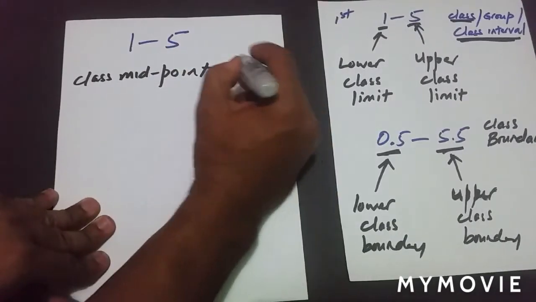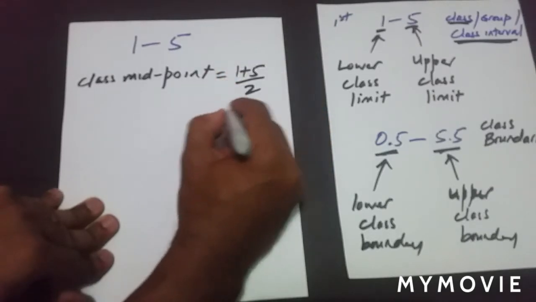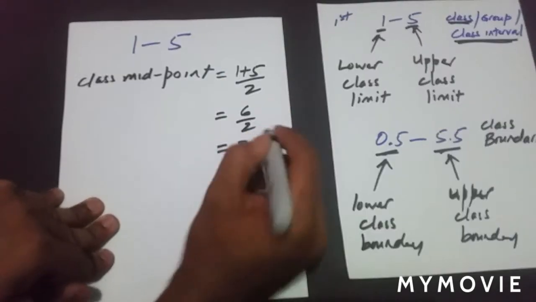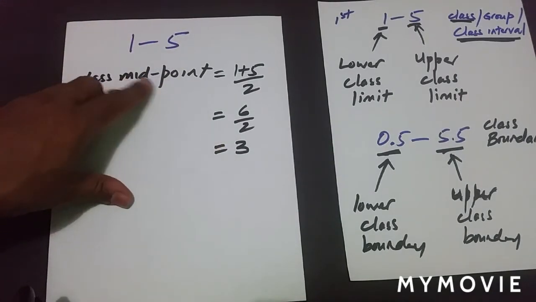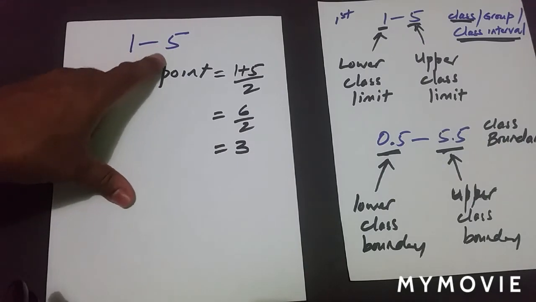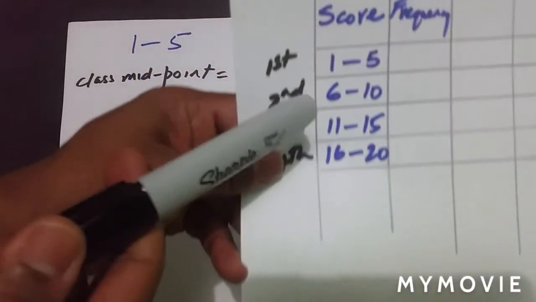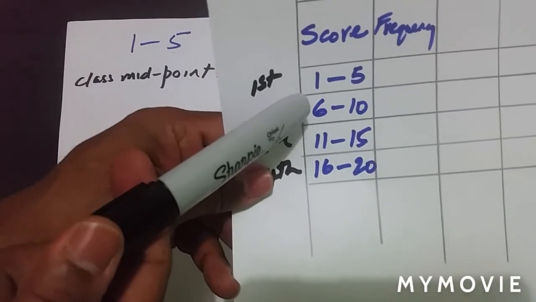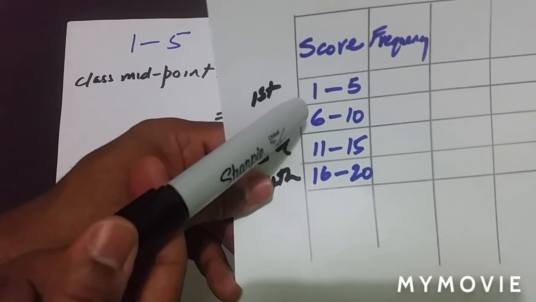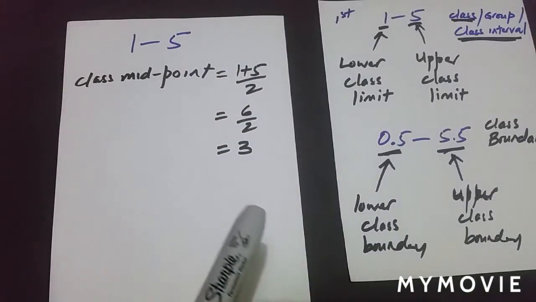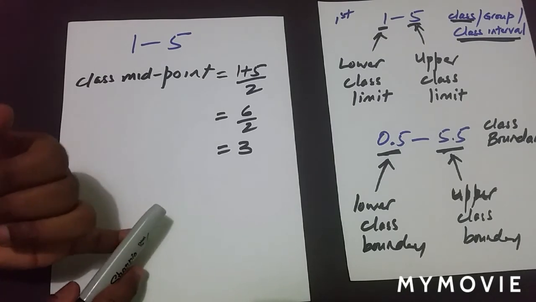To get the class midpoint, we just take this value and this value, add them together as we discussed before and divide by 2. So that will be 6 over 2, and the class midpoint for this class would be 3. So the class midpoint for the class 1 to 5 would be 3. What do you think the class midpoint would be for 6 to 10? You should know that already because we've done this a couple of times. So 6 plus 10 is 16 divided by 2, and that is going to be 8. So it's very simple to find the class midpoint. So far we've mentioned class, which is the same thing as group or class interval.